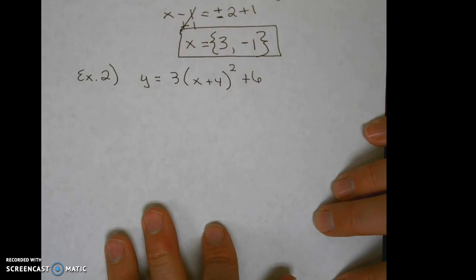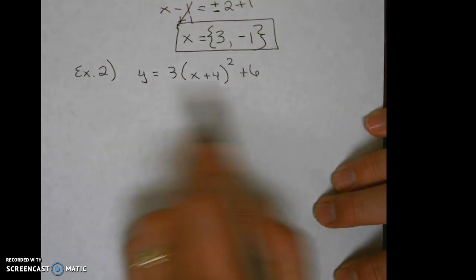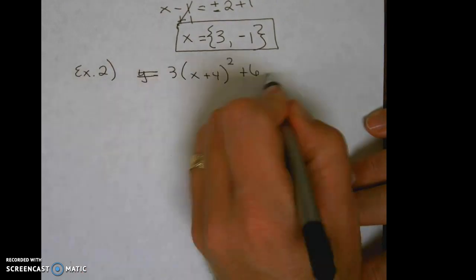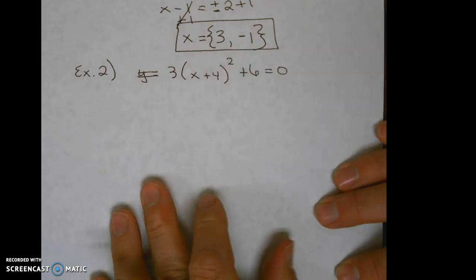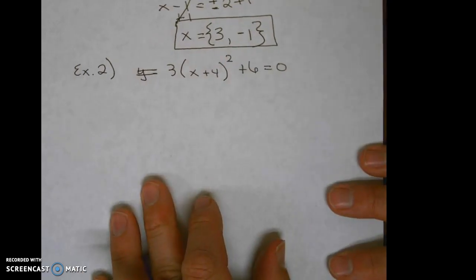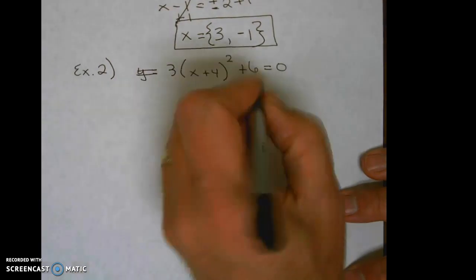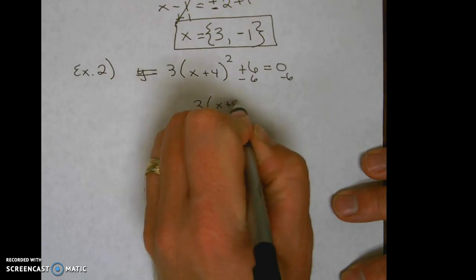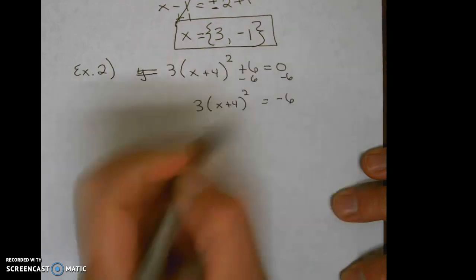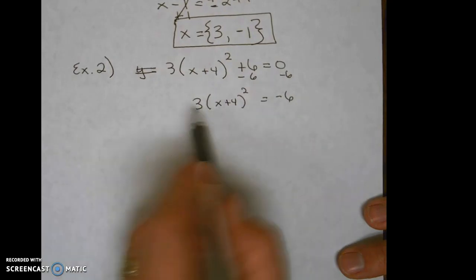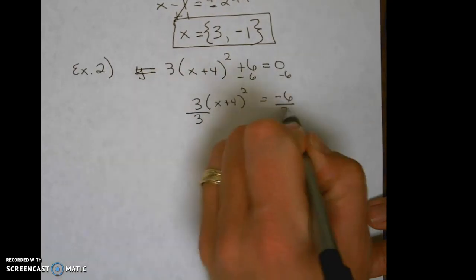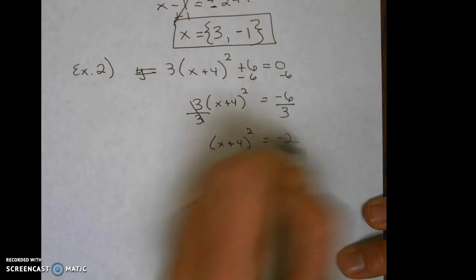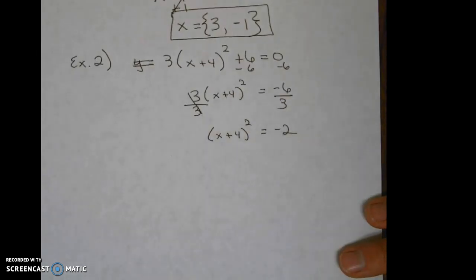Okay, let's look at another example. So the first thing we want to do here is set the equation equal to 0. I'm going to move it over here on this side. And now we're going to use the same process that we just used. We're going to start by undoing adding and subtracting. Undoing multiplying and dividing. Undoing the exponent.